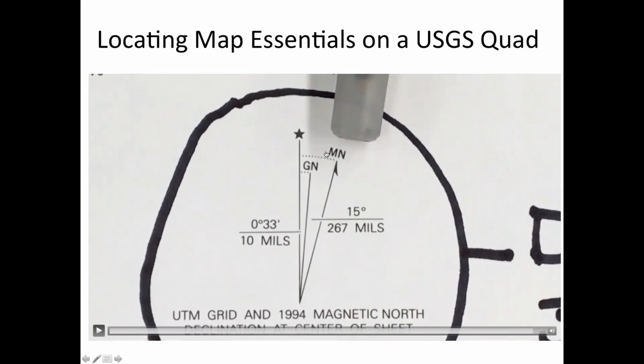So you'd need to account for that if you're using a compass and this map out in the field to do orienteering or hiking. If you're not on a trail, then you would want to be aware of how much difference there is between your compass needle and true north.